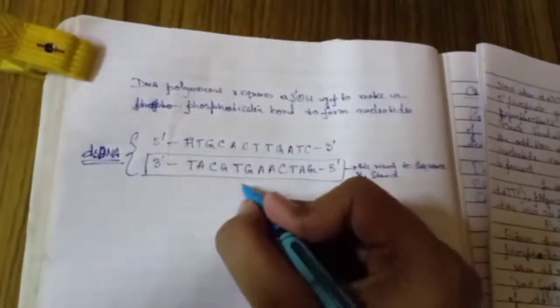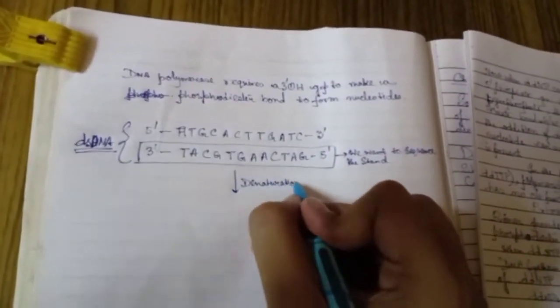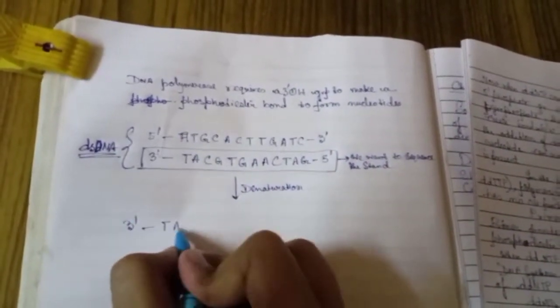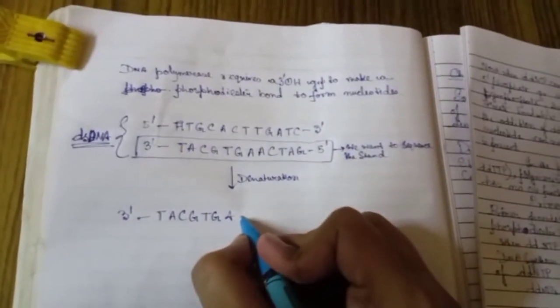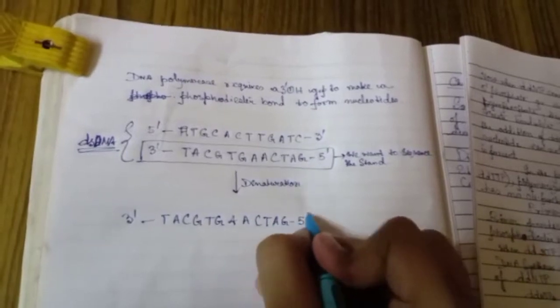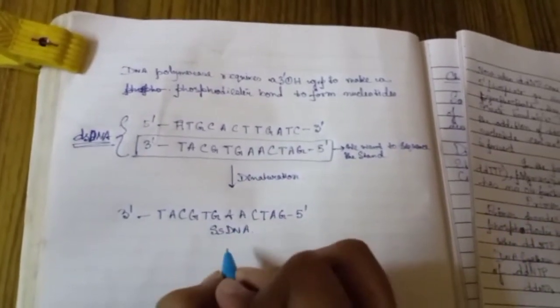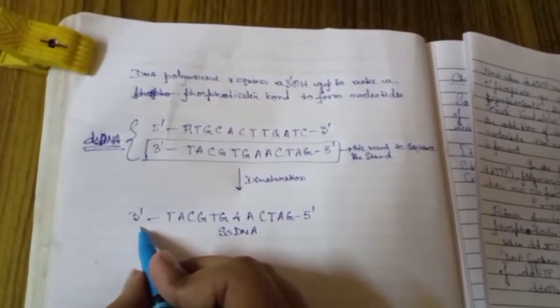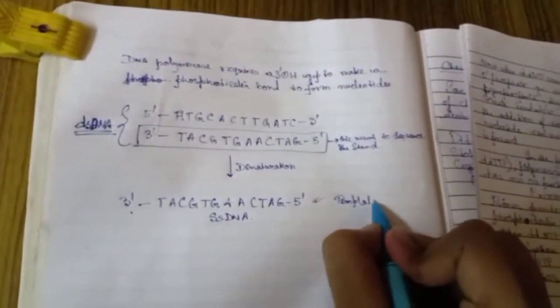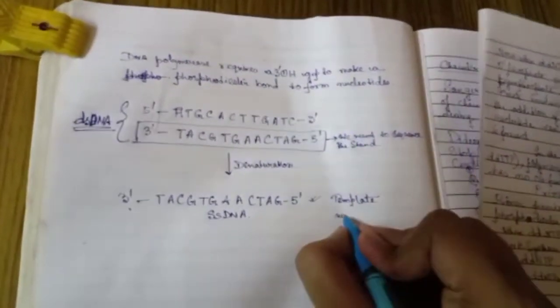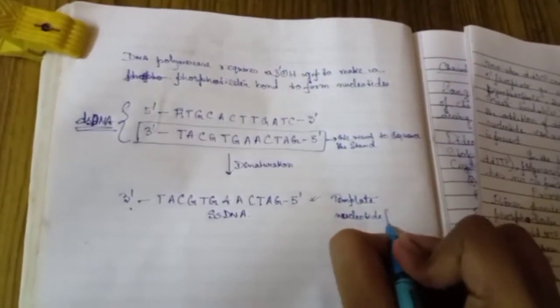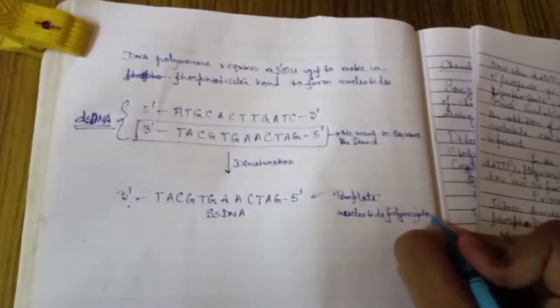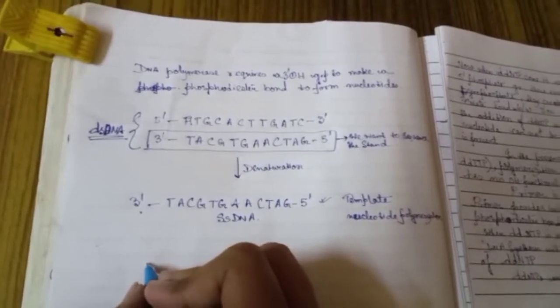Now we are denaturing the double stranded DNA and we will get single stranded DNA, the single stranded DNA of which we want to know the order of nucleotides. We use it as the template for nucleotide polymerization.